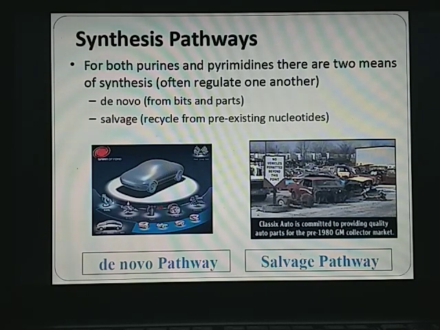But the salvage pathway is a pathway where the pyrimidine nucleotide is synthesized from pre-existing nucleotides or nitrogen bases. So that is the difference between the de novo and salvage pathways for pyrimidine synthesis. The de novo pathway synthesizes a complete new pyrimidine nucleotide bit by bit, and the salvage pathway synthesizes it from already pre-existing nitrogen bases or nucleotides. This is the major difference between the two pathways.